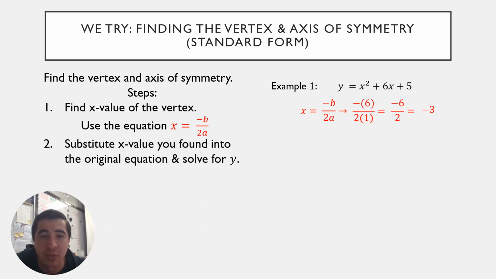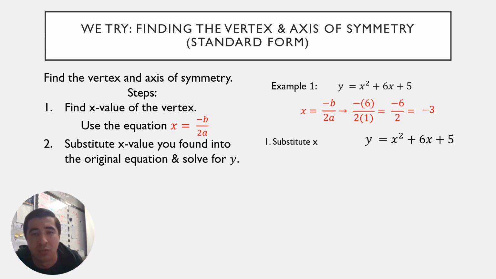So our x value of our vertex is -3. Now for step 2, to find the y value. Again, we're just going to take that x value and plug it into our equation. So our equation again is y equals x squared plus 6x plus 5. So I'm going to go ahead and give you a moment to substitute that x value of -3 and rewrite it into our equation. What you should have got was y equals -3 squared plus 6 times -3 plus 5.